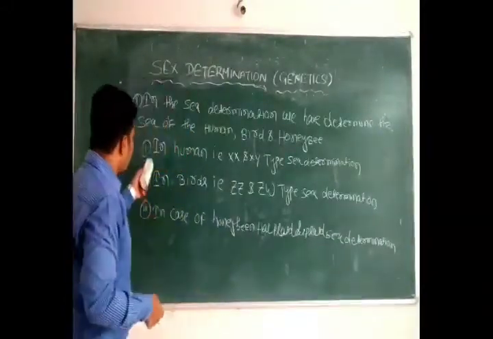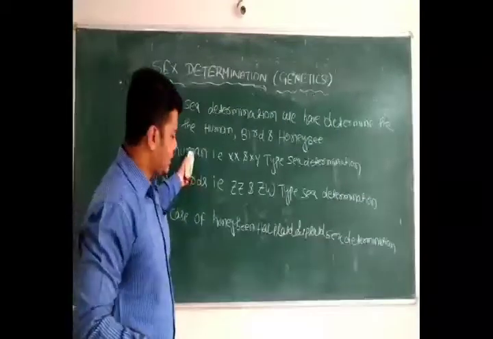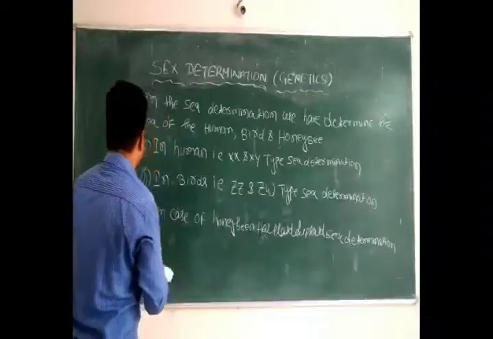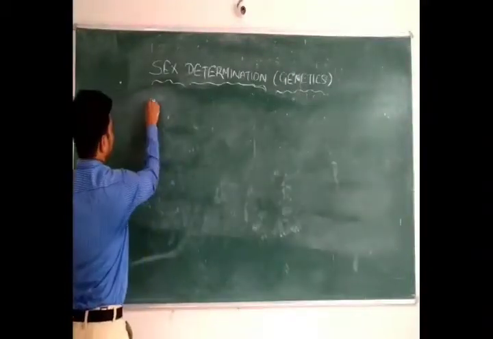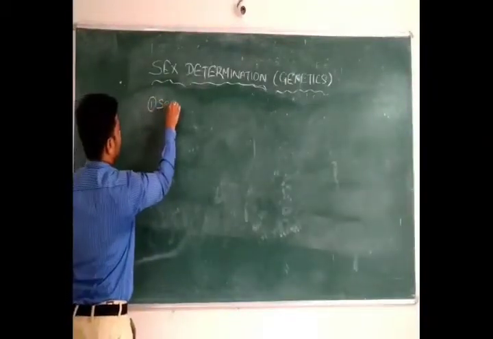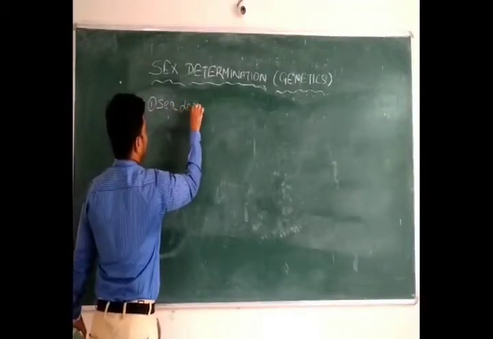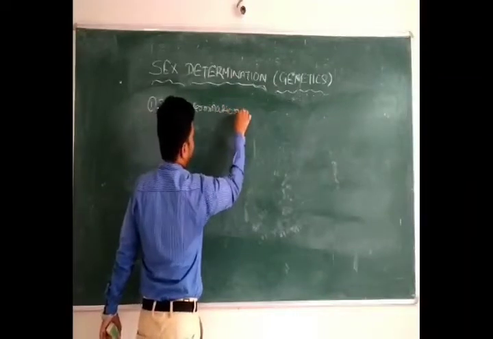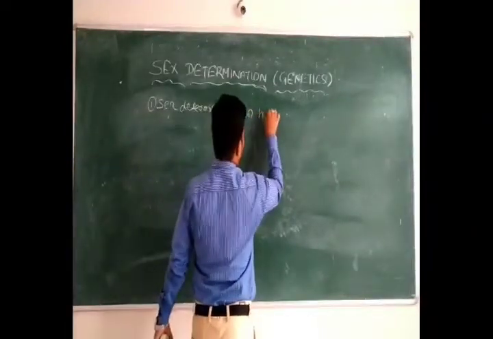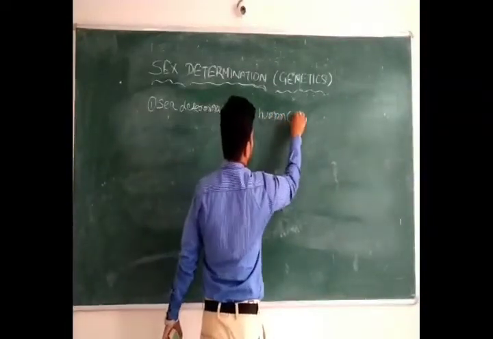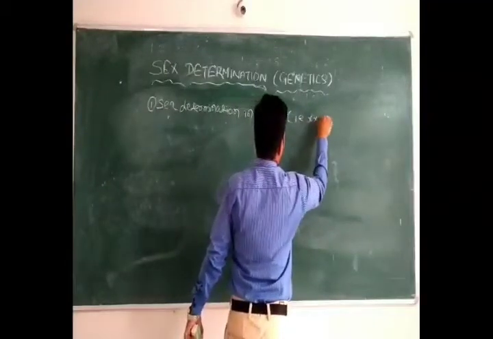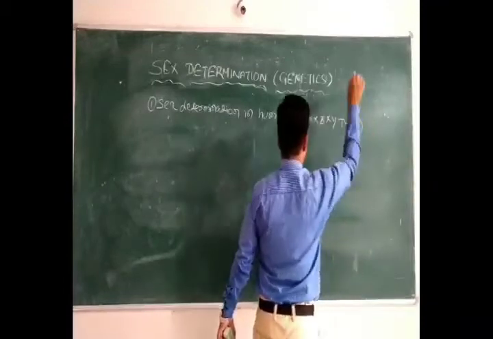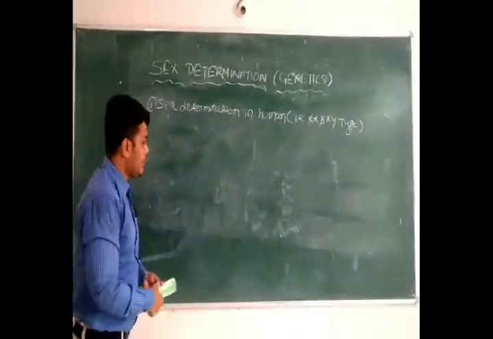Okay, let's start from the human, then go to birds and honeybee. Okay, sex determination in human, that is XX and XY type. Okay, so let's see first.